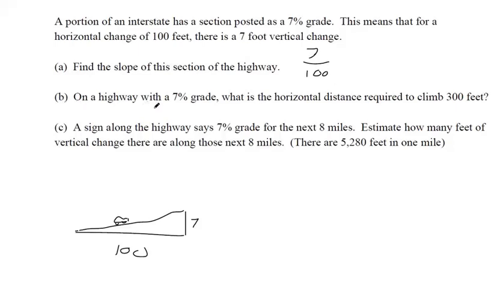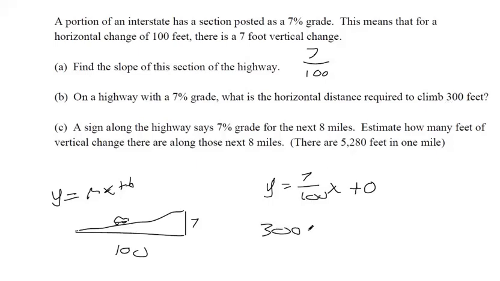And then on a highway with 7% grade, what is the horizontal distance required to climb 300 feet? So we want to know what happens when the y variable is 300. You can make a quick equation. Look, this is a diagonal line. Every line can be written as y equals mx plus b. And in this line, we have a slope of 7 out of 100. And then the y-intercept is 0, because we're saying we start at 0 feet. How long does it take to reach 300 feet? So to answer their question, you can plug in 300 for y and solve for x.